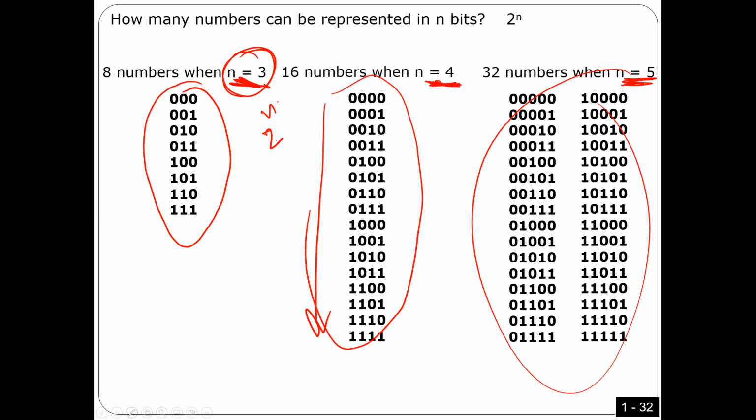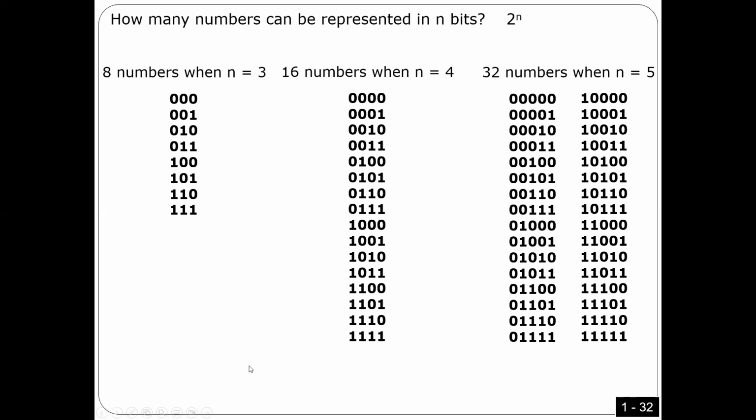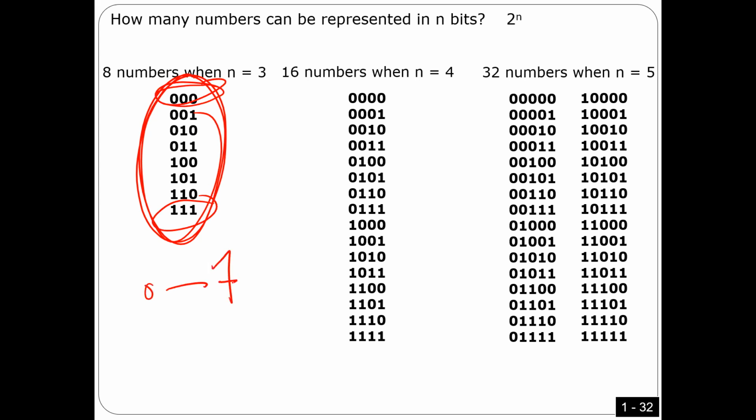Let me tell you something important now. If this number is unsigned, I'm going to use the whole space, the whole combination, on the positive side. That's why this one can go from 0 up to 7, because I'm using the whole space on the positive side. However, if this number is signed, I'm going to cut it in half, because half is positive and half is negative. Now I'm going to give you rules.